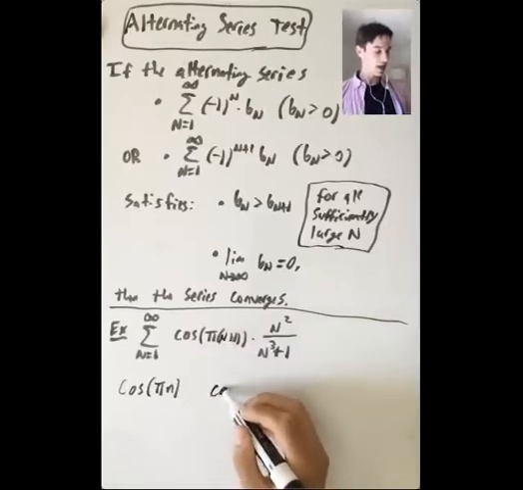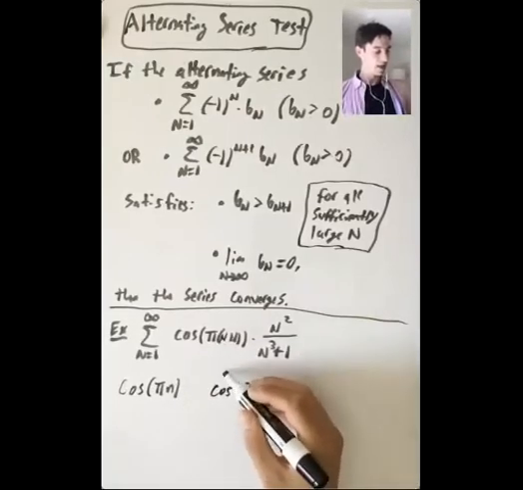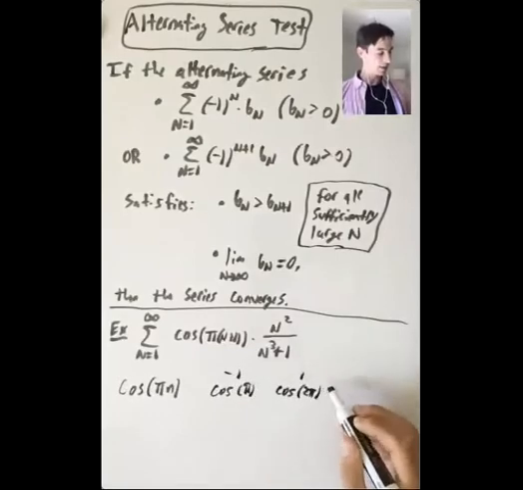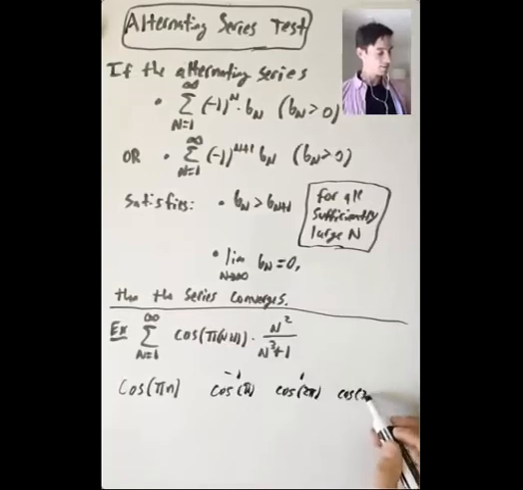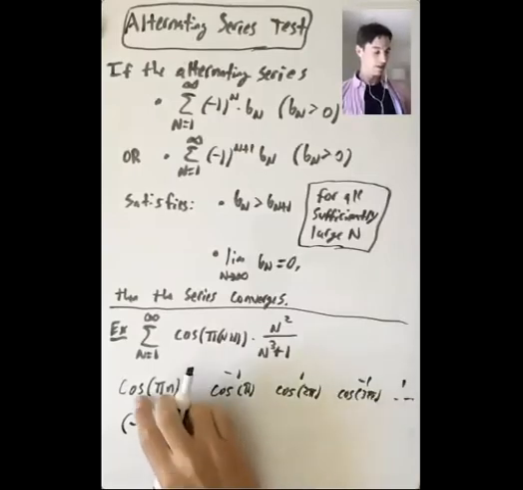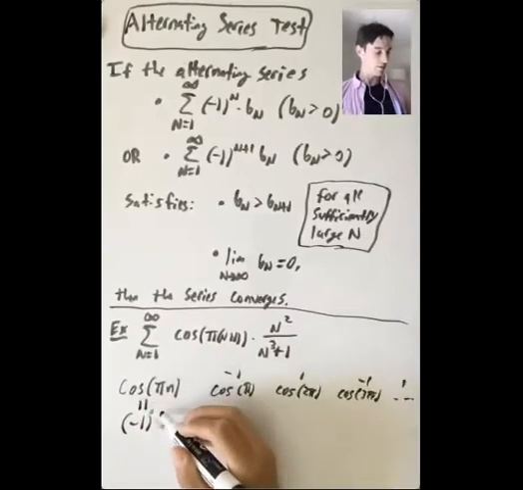Well, cosine of pi is -1. And cosine of 2 pi is 1. And cosine of 3 pi is -1. And cosine of 4 pi is 1. Cosine of pi n is equal to -1 to the n. These are just a different way of writing the same function.